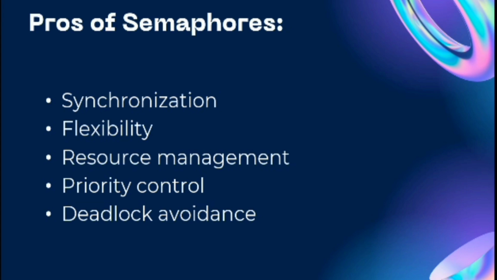Semaphores can be used to implement priority schemes, allowing specific threads or processes to have higher access priority to resources when needed. And the final one, but not the least, deadlock avoidance. Properly designed semaphore-based synchronization can help prevent deadlock situations by controlling resource accesses.